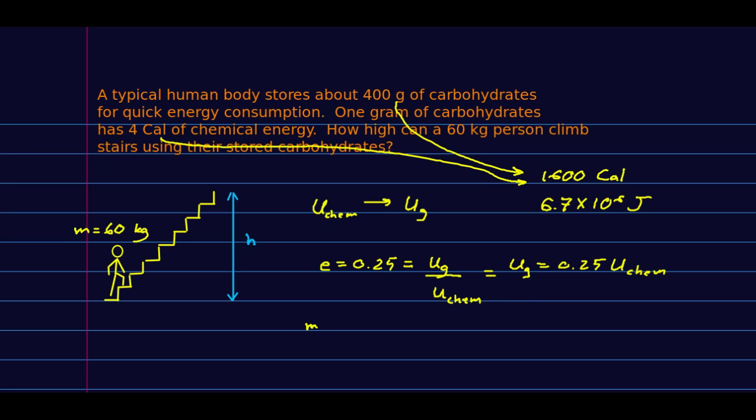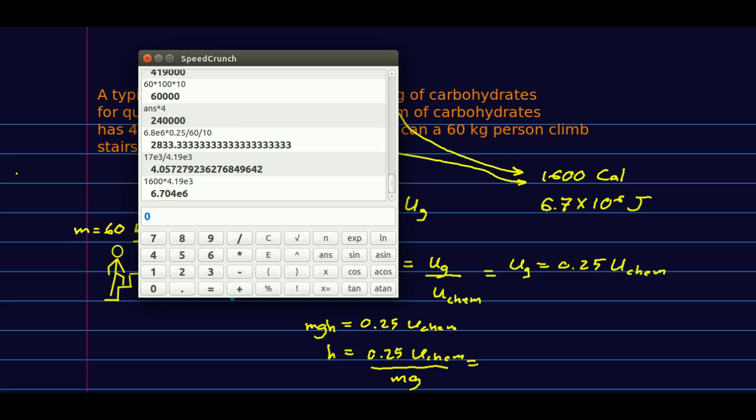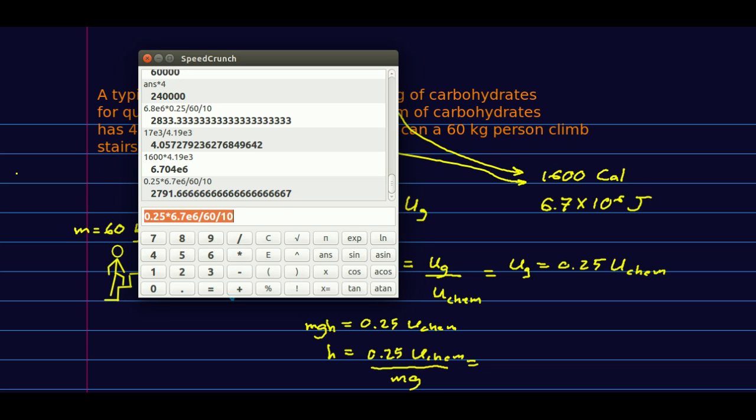And so we're almost done. We can say our mgh is 0.25 of that U chem. And so our h is just going to be 0.25 of our U chem over mg. And I'll just do that quickly. That is 0.25 times 6.7 million divided by your mass of 60 kilograms divided by g, which we're calling 10.